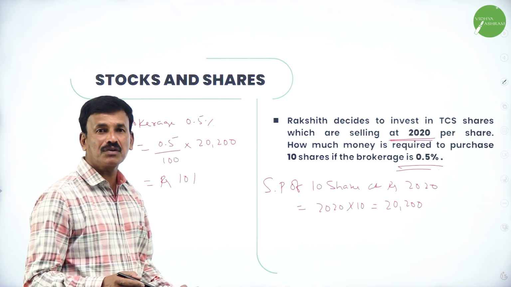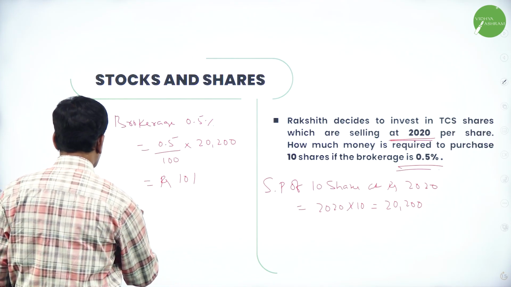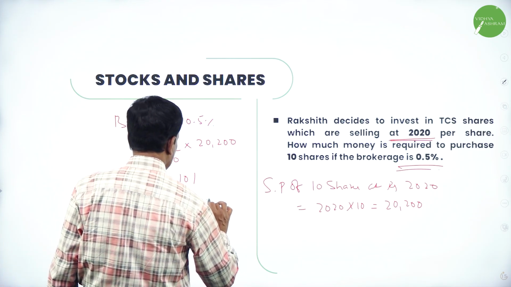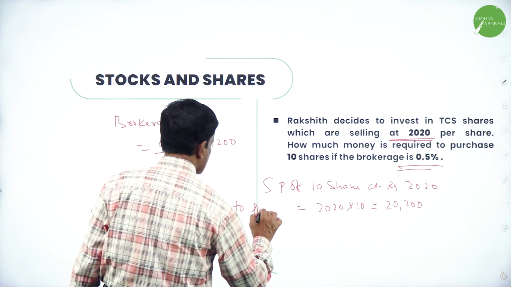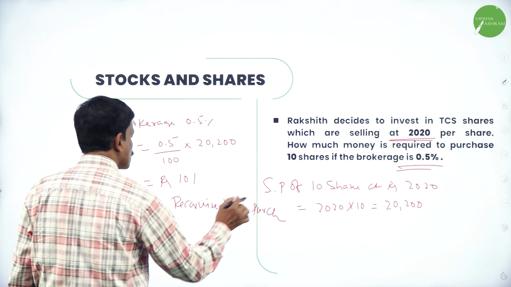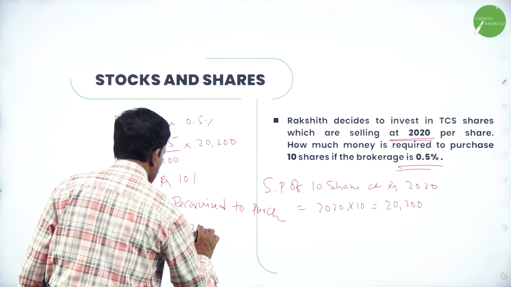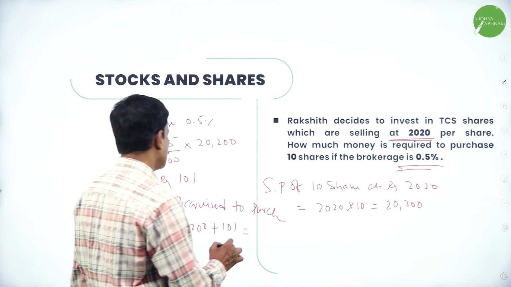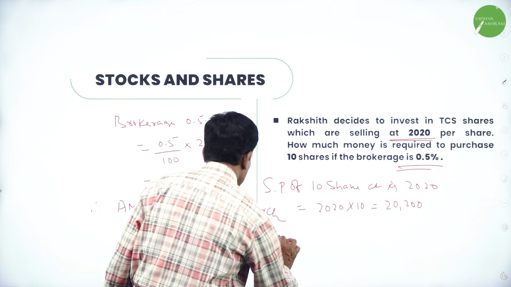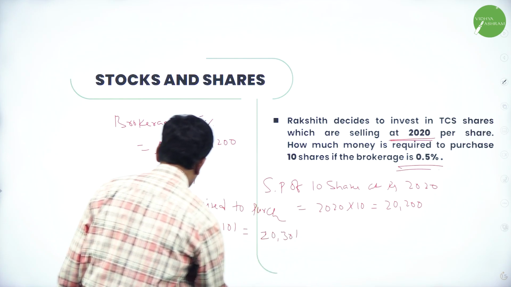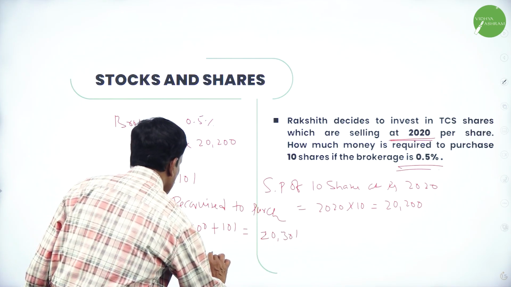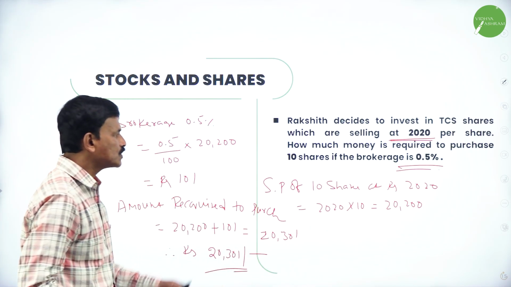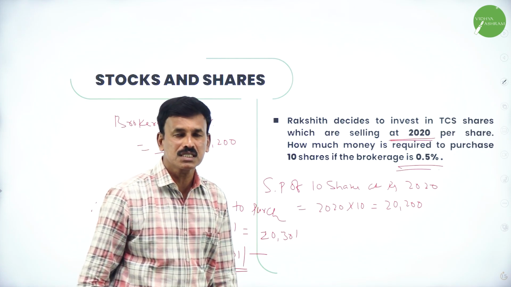So the amount required to purchase the 10 shares is 20,200 plus the brokerage. 20,200 plus 101 is 20,301. So the amount required is rupees 20,301 to purchase 10 shares of the TCS company. That's it. Hope you followed.